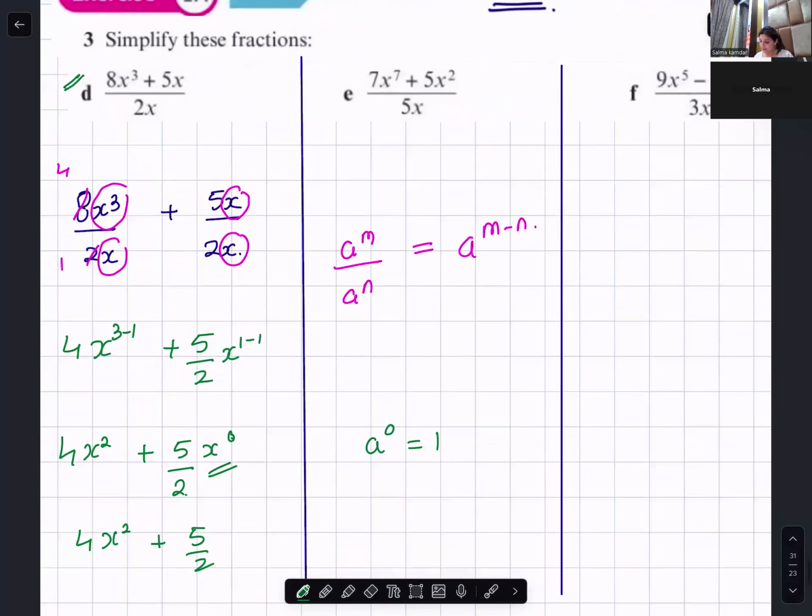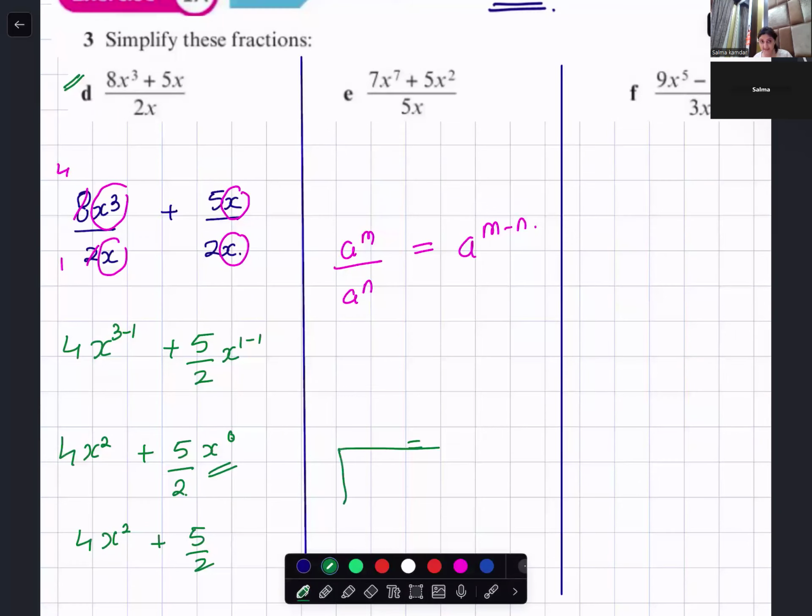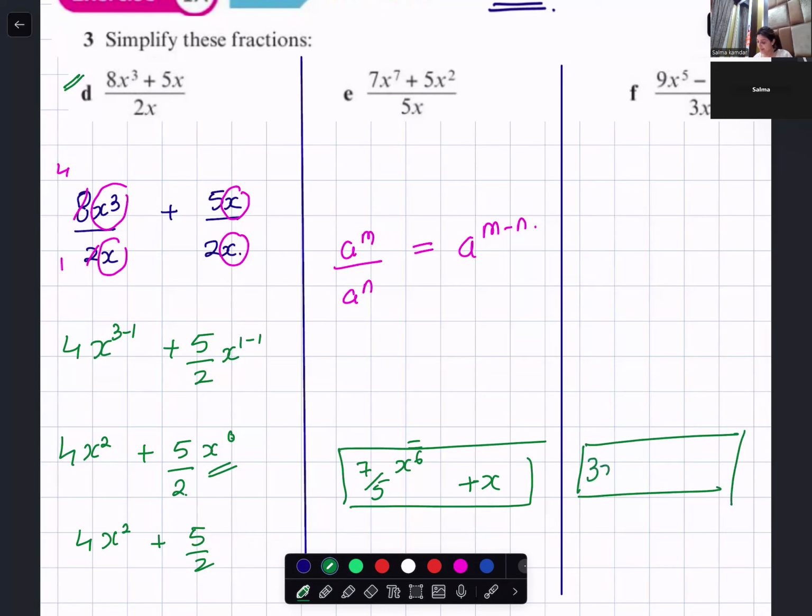Similarly, you can try the E and F, and the answer would be 7 by 5 x6 plus x. And over here, it would be 3x4 minus 5 upon 3 x squared.